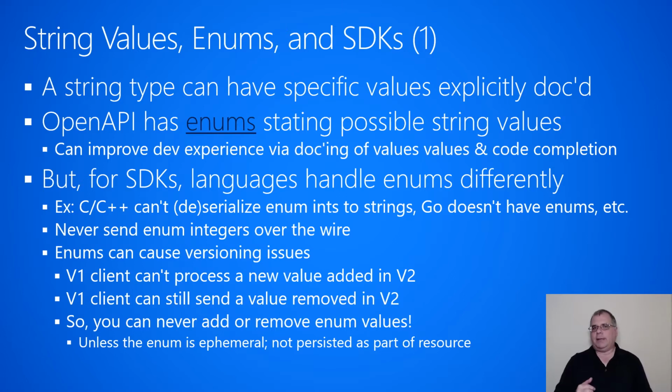But the OpenAPI specification also has a formal concept of an enum, where you can specify in the OpenAPI JSON document, here's what all the possible values are, and then you could list in there Washington, Pennsylvania, and so on for all the various states. And the benefit of doing this and putting it in the OpenAPI specification for your service is that this can improve the developer experience because it's now part of the documentation.